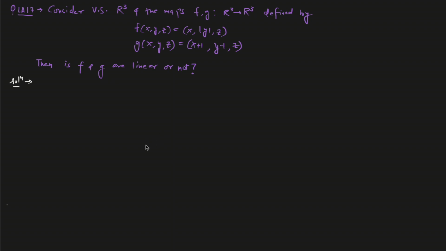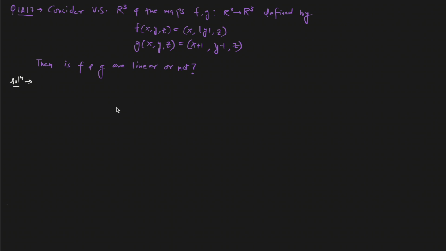So let's see question LA17. It is given that consider a vector space R3 and the maps f and g from R3 to R3. So f and g are linear transformations. No, sorry, they are not linear transformations. They are mappings from R3 to R3, and they are defined as this. So we need to find whether these maps, these transformations, are linear or not. Transformations and maps are the same thing.